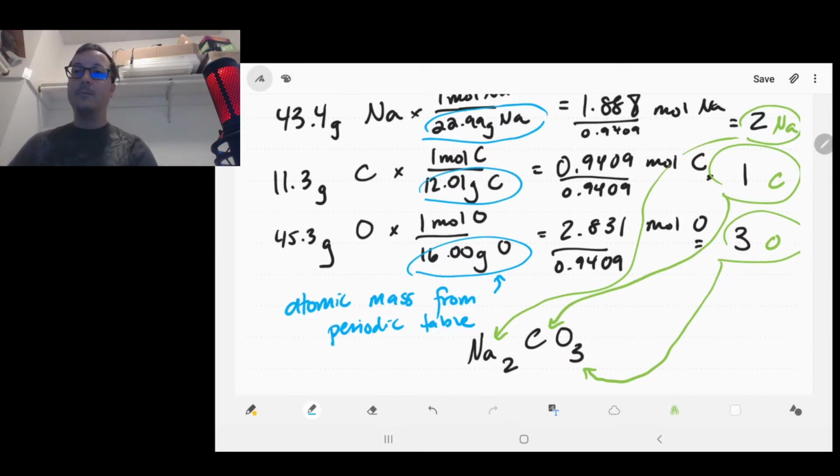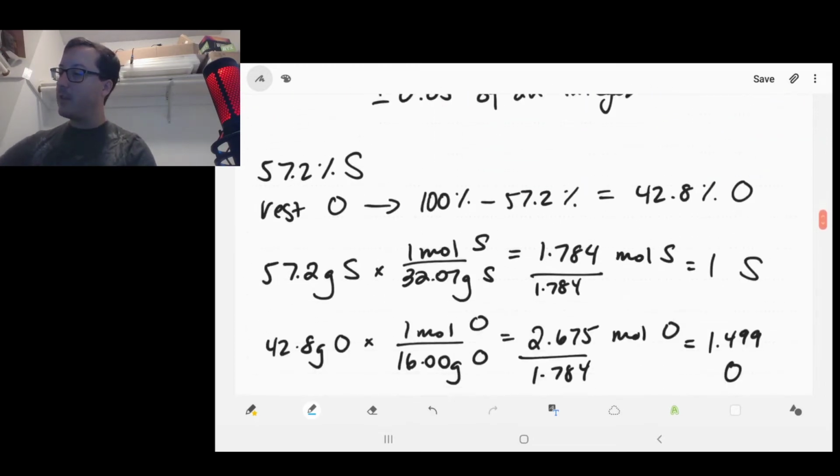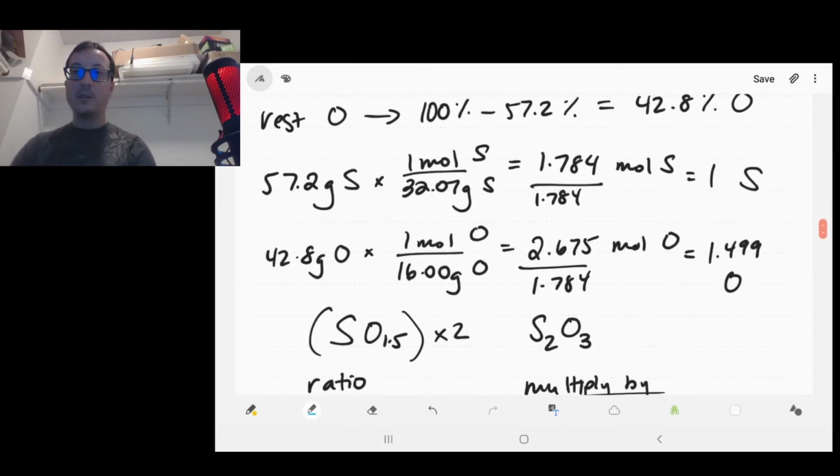So just keep in mind for rounding purposes. Some students will say, okay, well, it's 1 and 1.4, that's just 1 to 1. And it's like, no, it's 1 to 1.5. And so you'll want to multiply everything by 2 so that we can get actual integers there. Okay. Any questions on those?